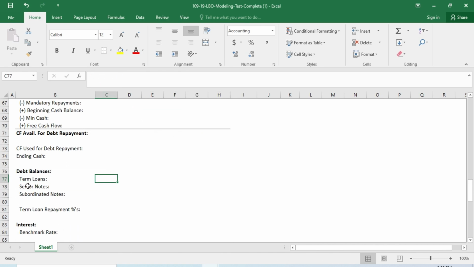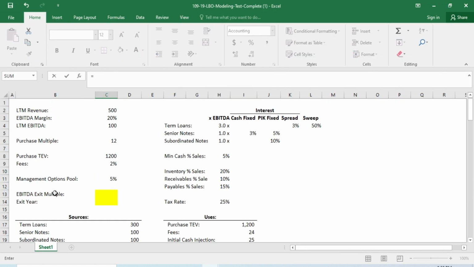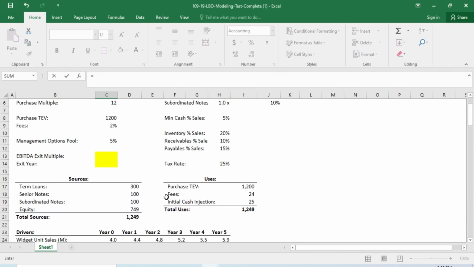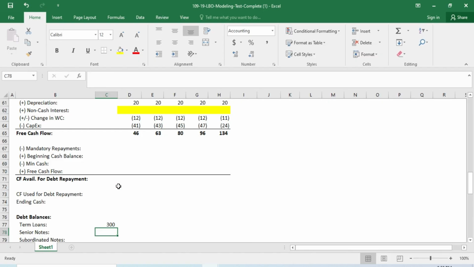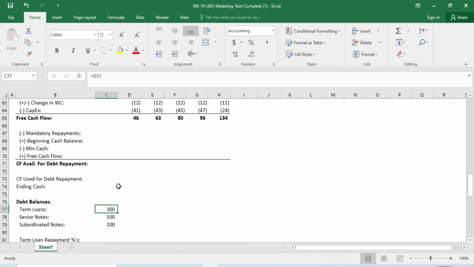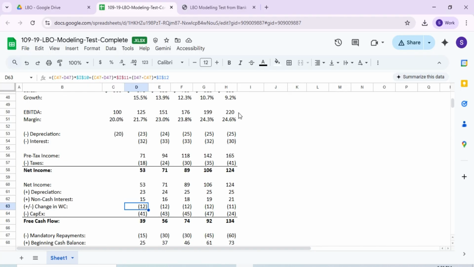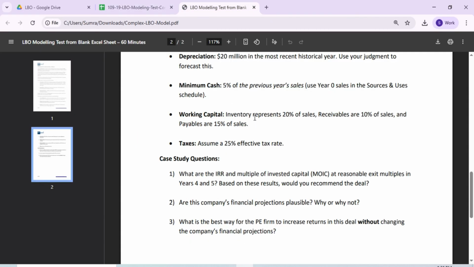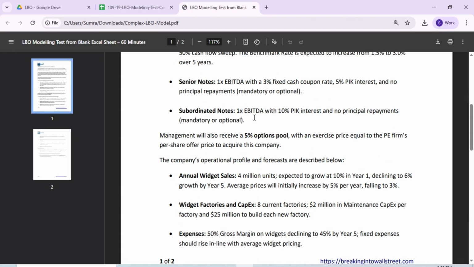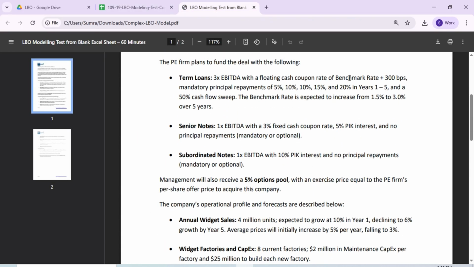Okay, let's continue with the model. Now we'll prepare the cash flows. So first we'll write the net income, whatever the net income is, add back depreciation. We've already calculated the depreciation. Non-cash interest, so we'll leave this for now. Changes in net working capital.